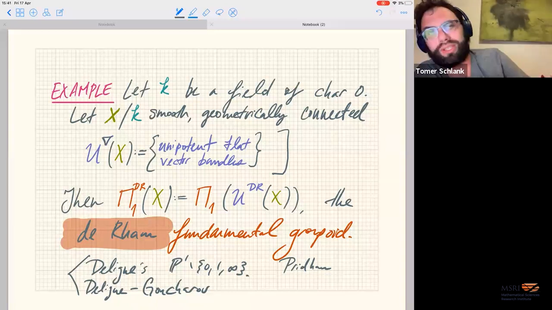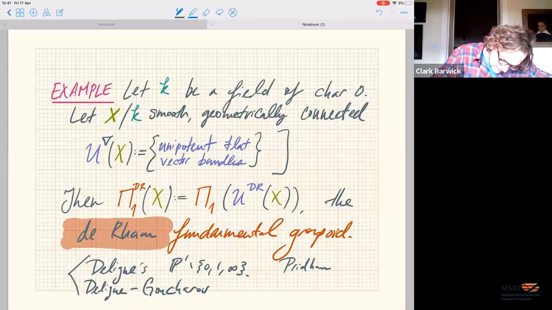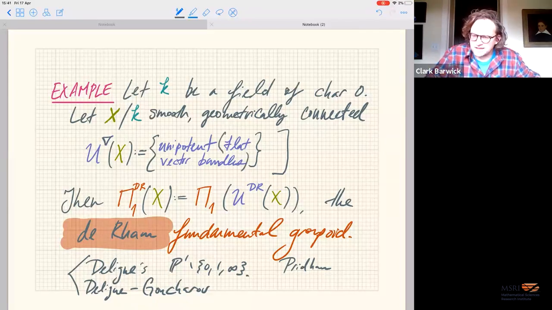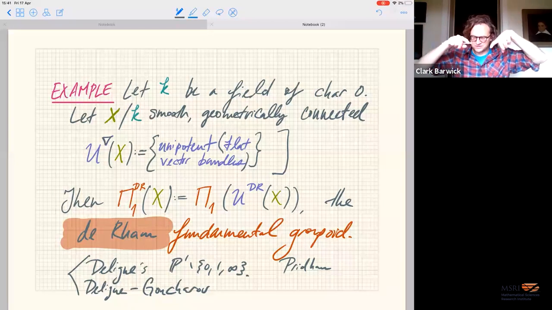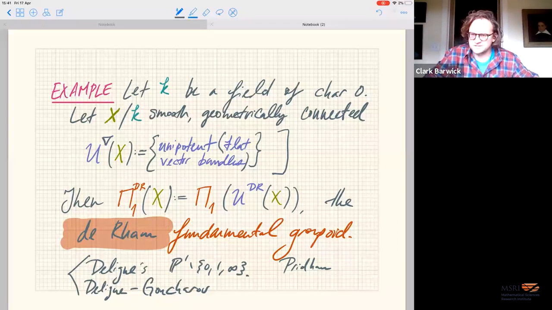Okay, so I misunderstood your question. Oh, I see. You're saying what's the bracketing of these words that I've written here? So the unipotentness, sorry, maybe I'm late to the game here. Unipotentness refers to the flat vector bundles, right? So you take the entire category of flat vector bundles and then you look at the unipotent ones inside that, as it were. Are you happy? Okay, good.